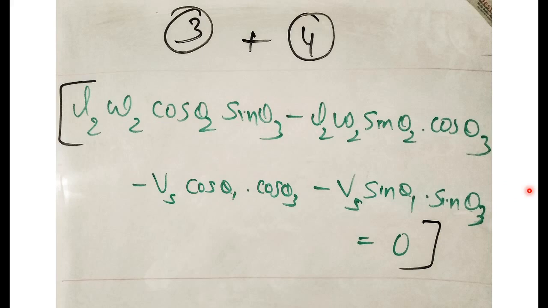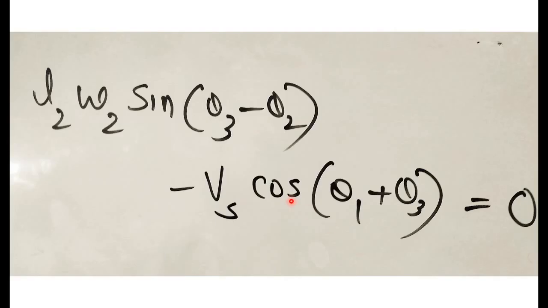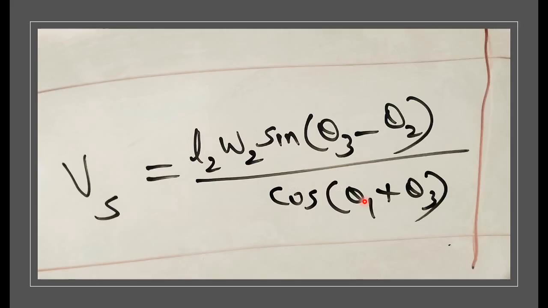Or if you take it to the other side, this minus will be eliminated. We can say Vs cos theta 1 minus theta 3. So again, simplified, the same expression I noted here: L2 omega 2 sin theta 3 minus theta 2 minus Vs cos theta 1 minus theta 3. Okay.